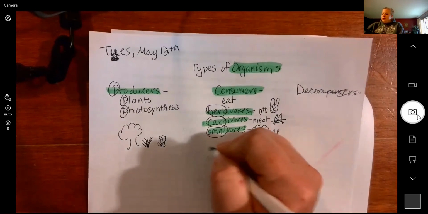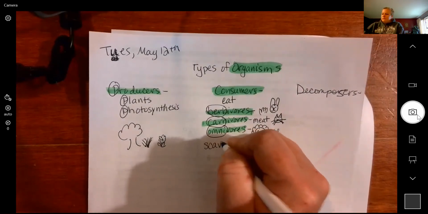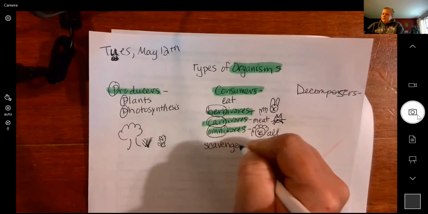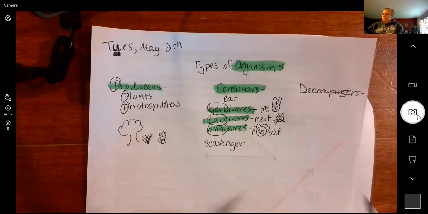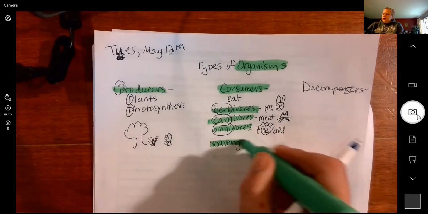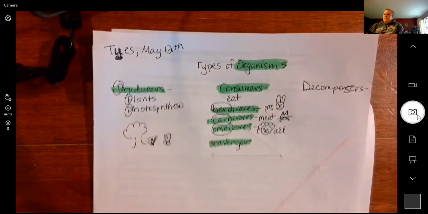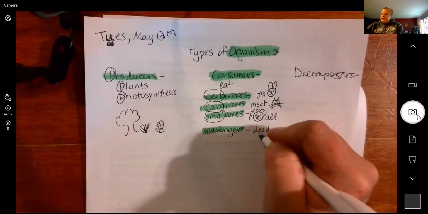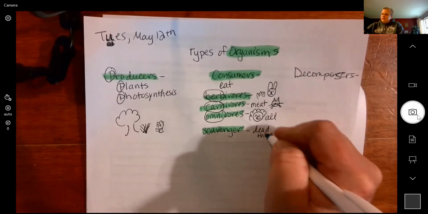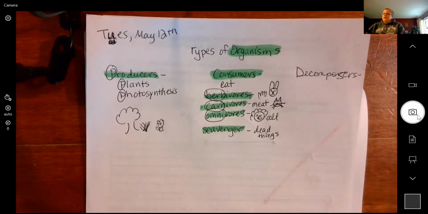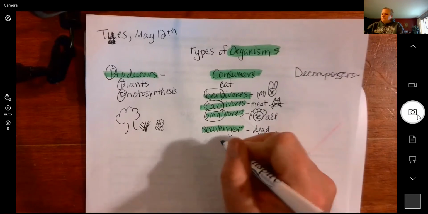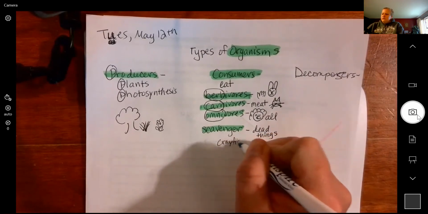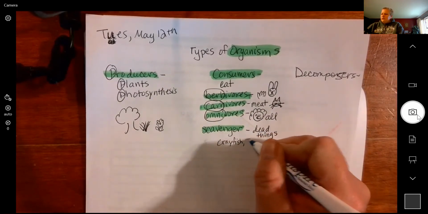All right, there's two more types of consumers. So the first one is a scavenger. And one more type. And a scavenger is a type of consumer that only eats dead things. Can you think of an animal as a scavenger? Crayfish, Tasmanian devil.